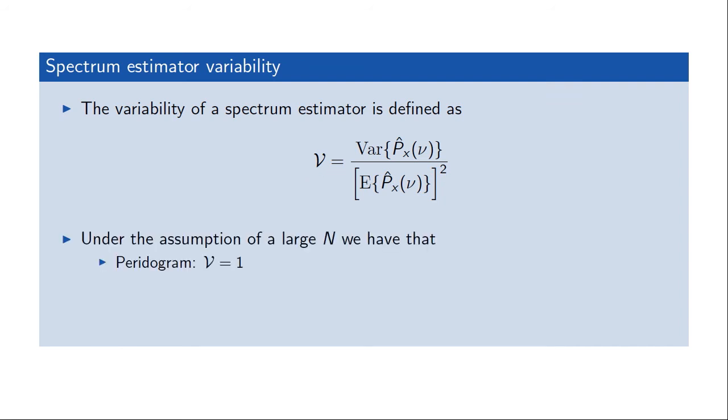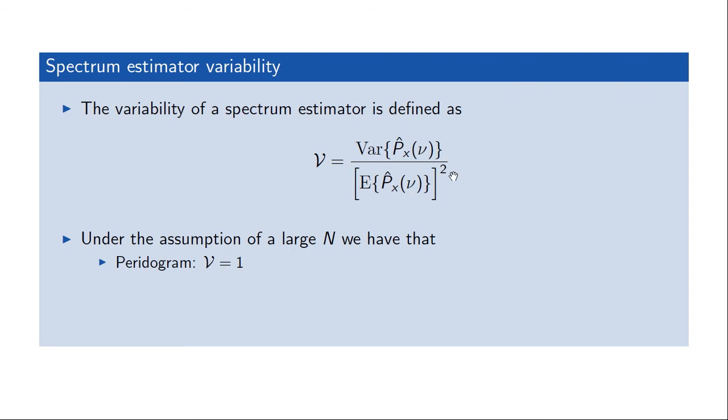So if we do this for the periodogram to begin with, we saw that the variance of the periodogram was just the expected value of the power spectrum, or the true power spectrum squared, which asymptotically for large n approaches the power spectrum squared.